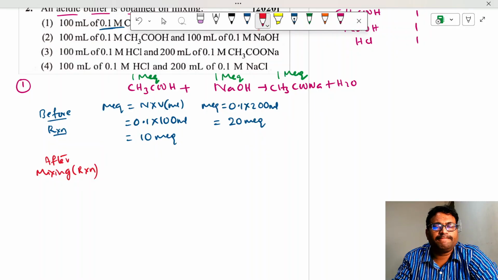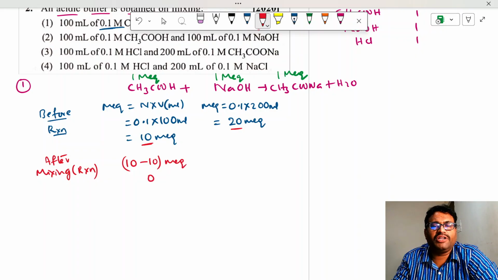Let us see. Here you have 10, here you have 20. So which is smaller? 10 is smaller. That will completely react. So 10 minus 10 milliequivalents, 0 milliequivalents. Here 10 milliequivalents of NaOH react with 10 milliequivalents of acetic acid. So I can take it as 20 minus 10 milliequivalents. Then what do you get? 10 milliequivalents. So that is remaining.